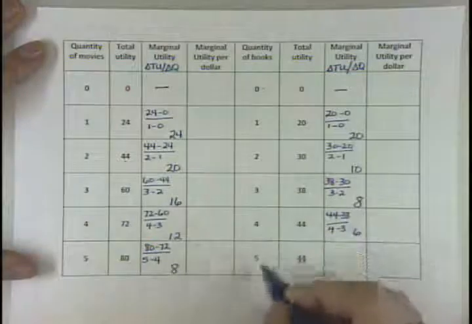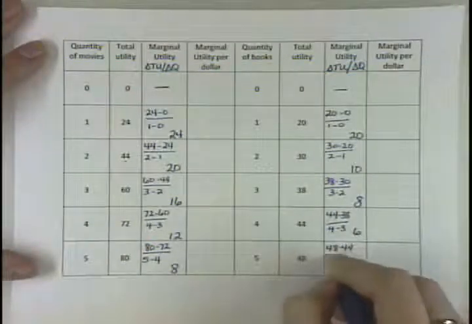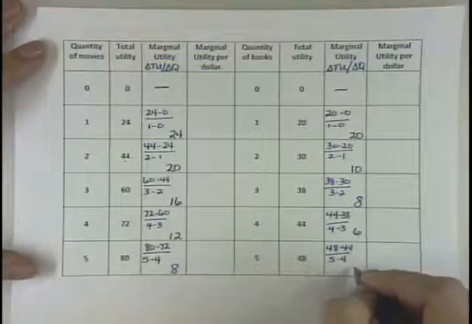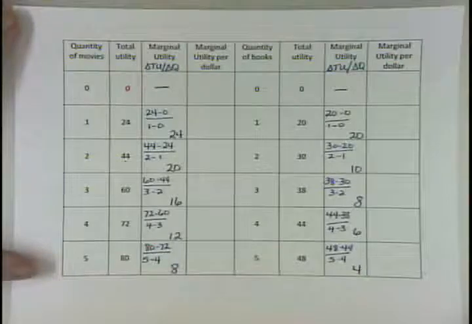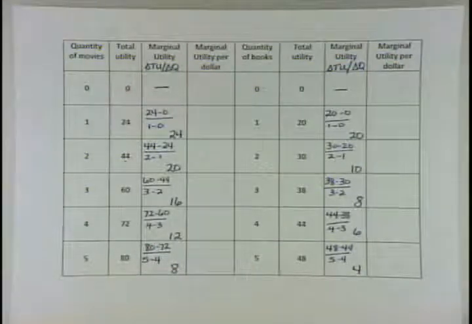And then if we go from 4 to 5, we're going to do 48 minus 44 divided by 5 minus 4, which is 4. So that's how we would calculate marginal utility.